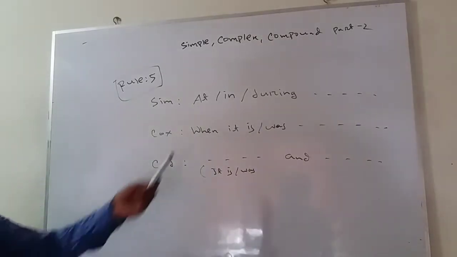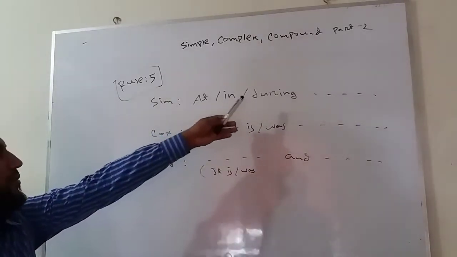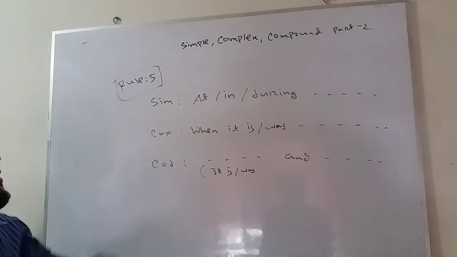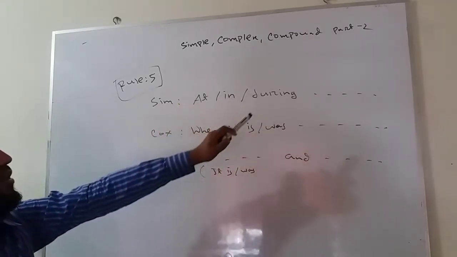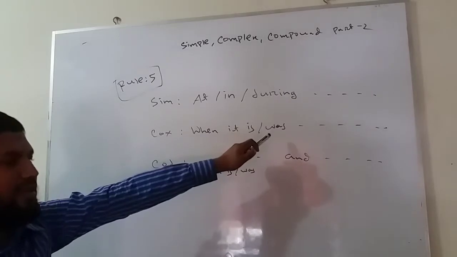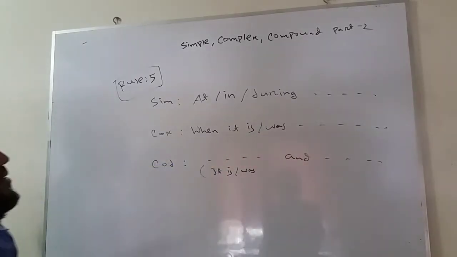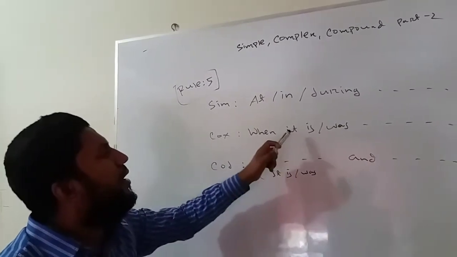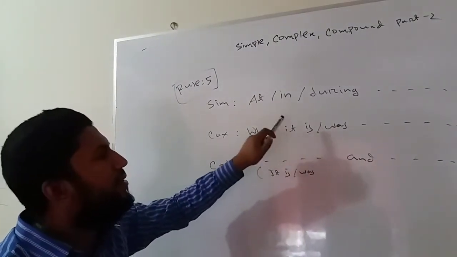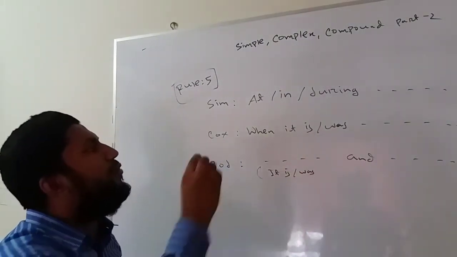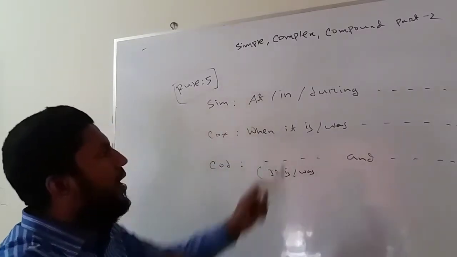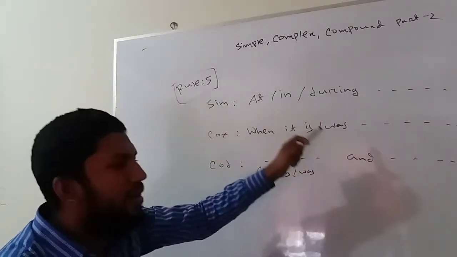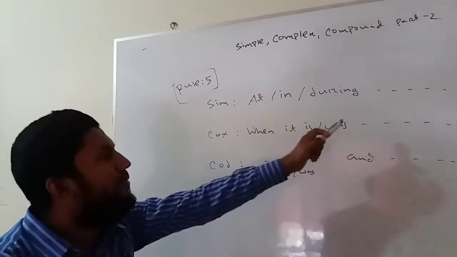In simple, you will find at, in or during. To convert to complex, instead of at, in or during, you will have to use when, it is or was. If the subject is any person, then you can't use it. Instead of it, you can use the pronoun of that subject. Is and was, is or was, depends on the tense of that sentence.